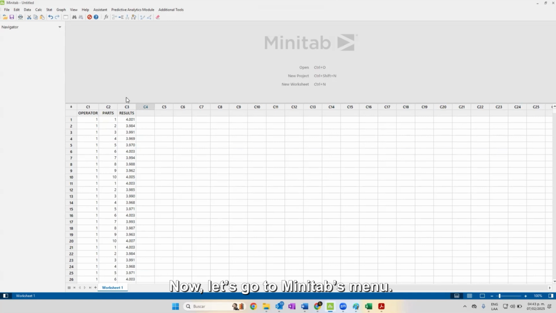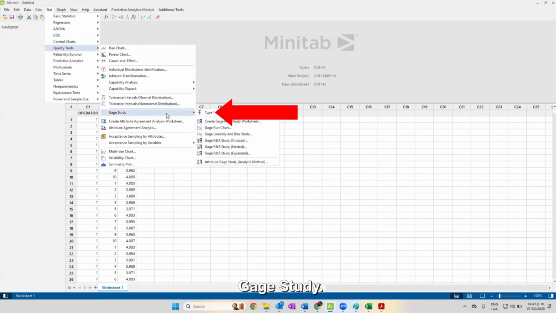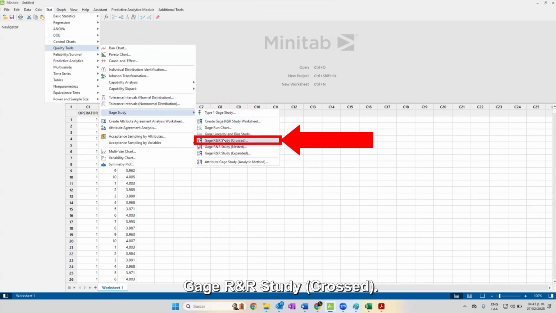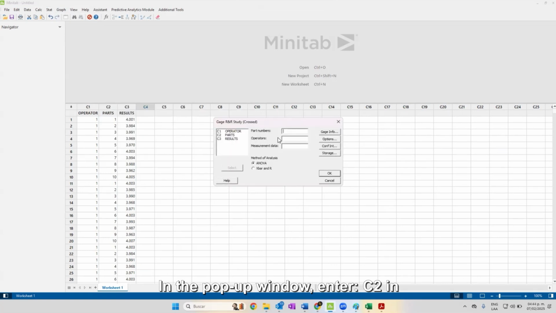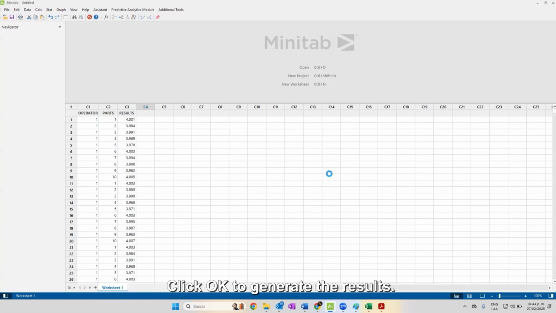Now, let's go to Minitab's menu. Click Stat, Quality Tools, Gauge Study, Gage R&R Study, crossed. In the pop-up window, enter C2 and parts number, since that's where we listed the part numbers in our spreadsheet. Operators in the corresponding column, and measurement data in the column with the results. Ensure that ANOVA, Analysis of Variance, is selected. This is the most commonly used method in the automotive industry. However, please review your quality manual to verify that ANOVA is established as the method of analysis. Click OK to generate the results.